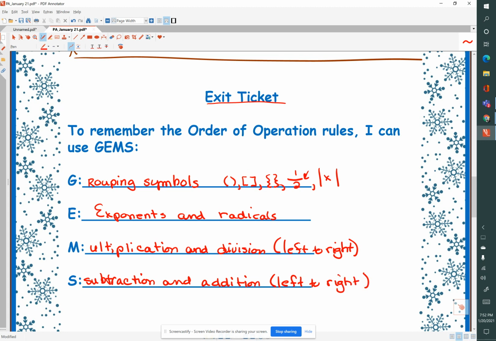So remember, students, it's not multiplication before division. It's multiplication and division. So if division comes first, left to right, you will do the division before the multiplication. But all multiplication and division must be done before any subtraction and addition. And again, it's not subtraction before addition, it is subtraction and addition, always working from left to right. So if you have an addition in front of a subtraction going left to right, you would do that first, as long as you have already done all of the multiplication and division.